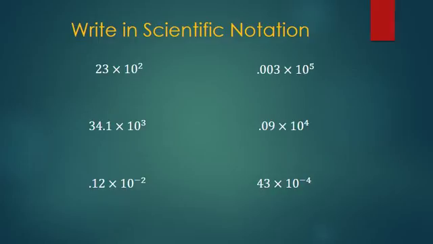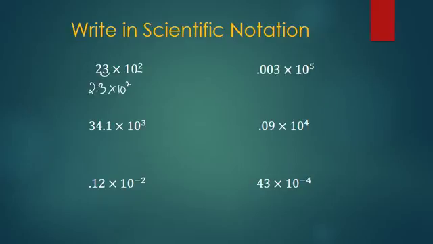Here we need to write in scientific notation, and notice everything already has a times 10 raised to something, but the issue is that the numbers at the beginning do not fall between 1 and 10. So for the first one, we have 23 times 10 to the 2. So we have our decimal point there. We need to move it to the left 1 to get it in between 1 and 10. So now we have 2.3 times 10 to the 2, that's the original 2.